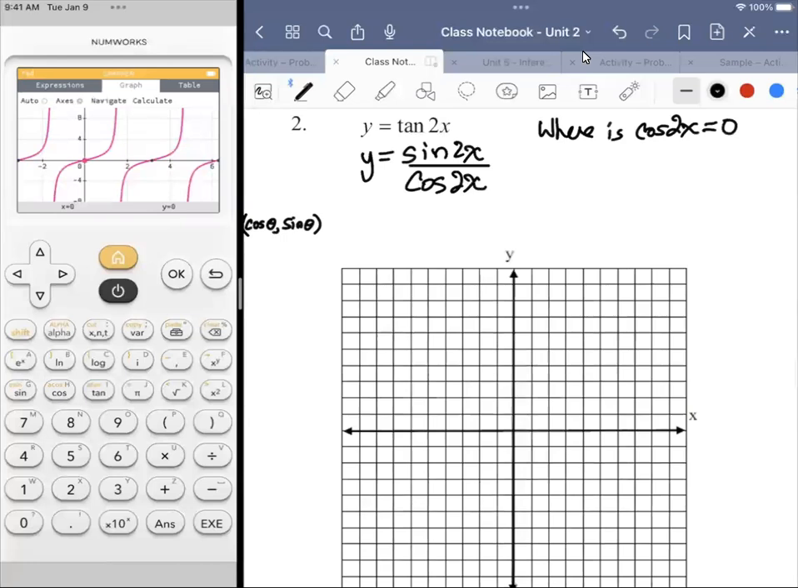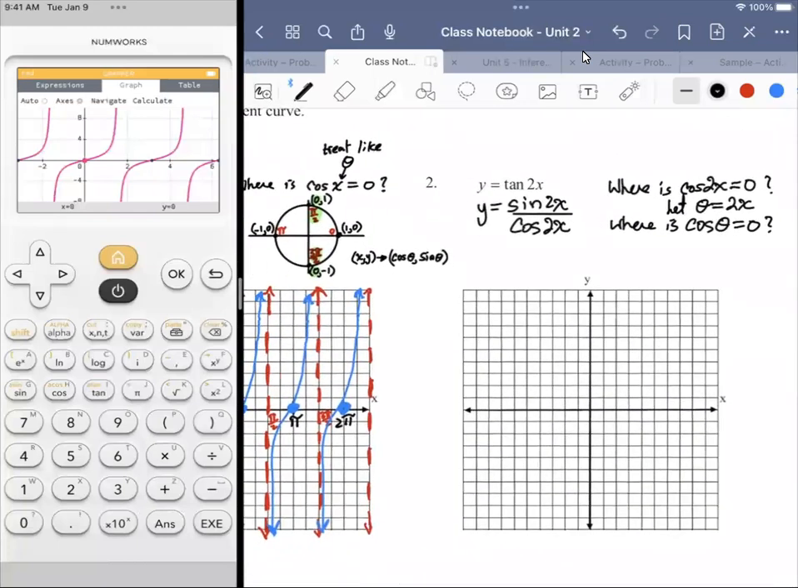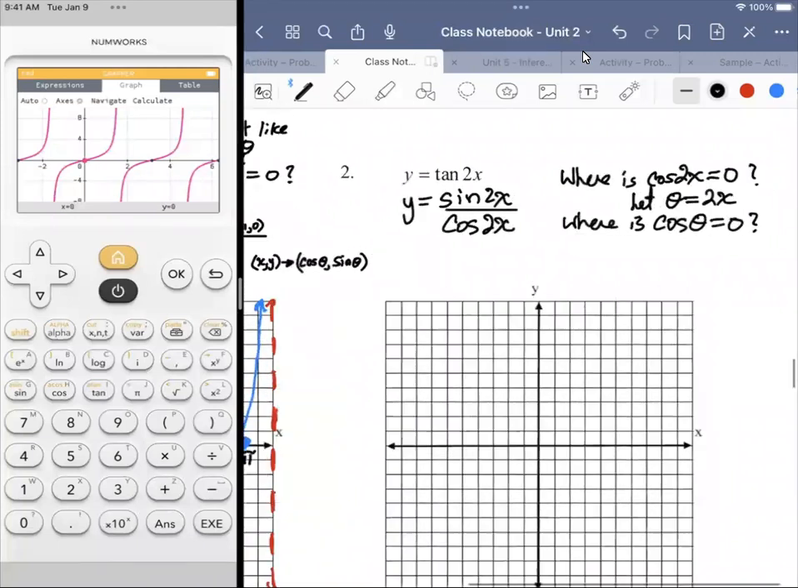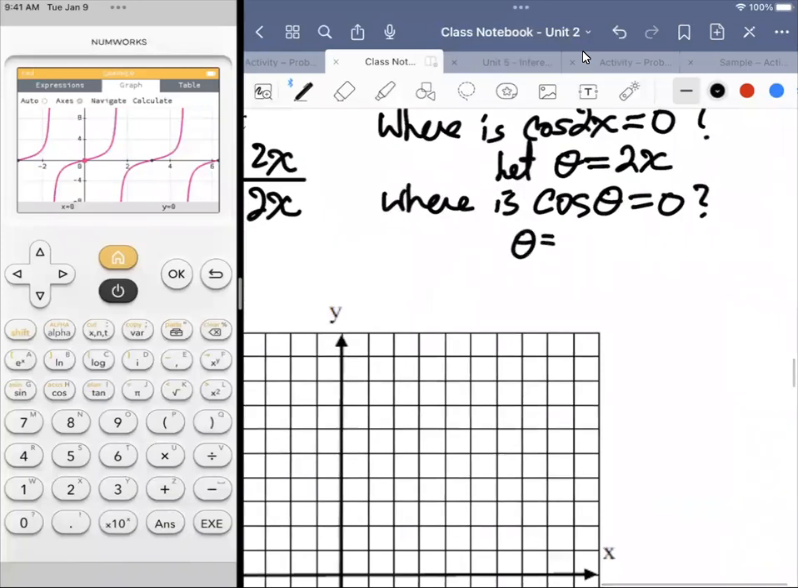All right. There's like a little nifty trick though. I'll use theta. I'll let theta equal 2x. Then I'm really asking, where is cosine of theta equal to 0? And you're like, okay, well, clever trick. How does that help? Well, the unit circle tells us where cosine of theta is equal to 0. Right? At pi over 2 and 3 pi over 2. So theta would be equal to pi over 2, and theta would be equal to 3 pi over 2.